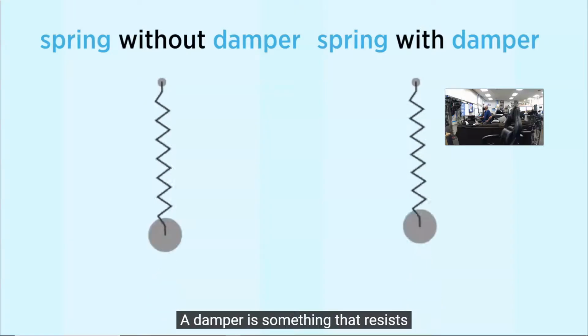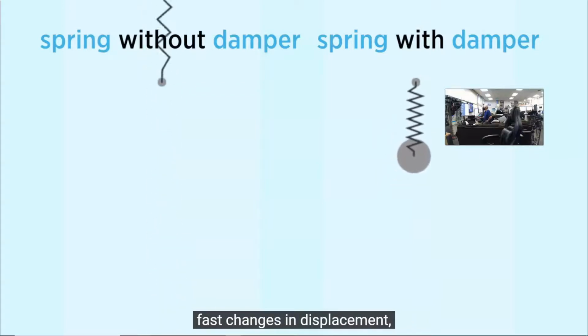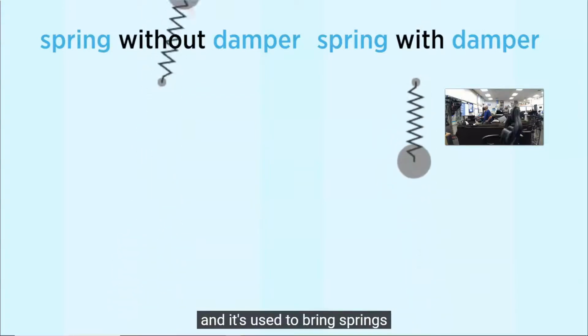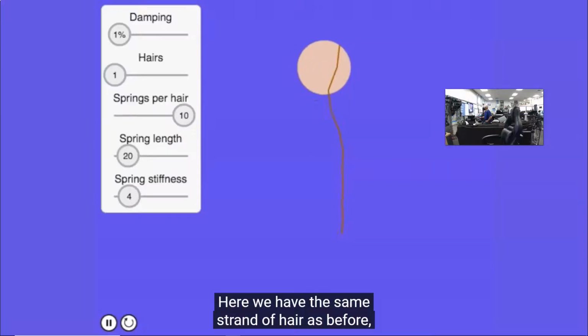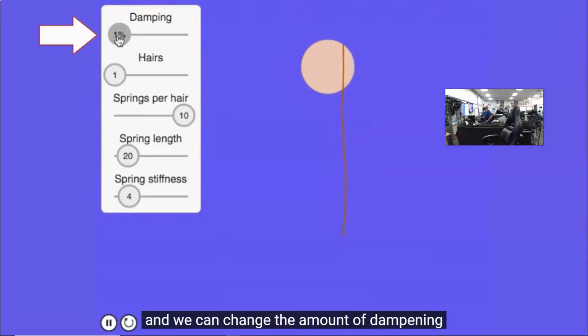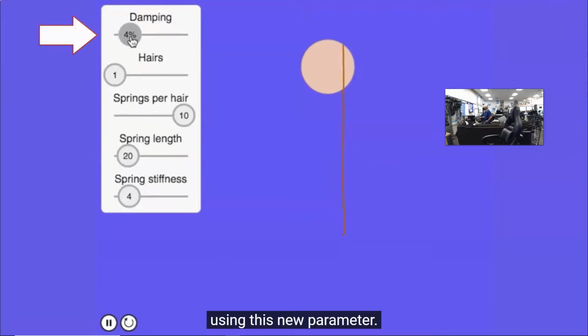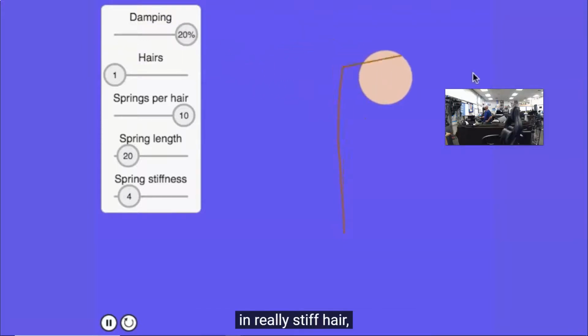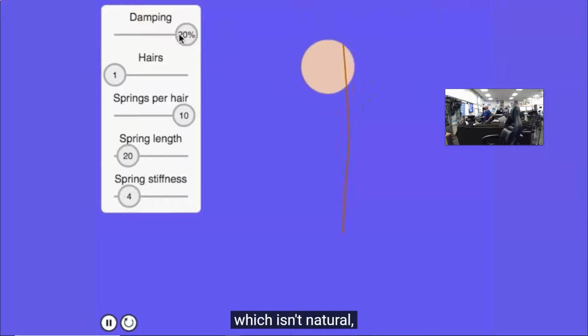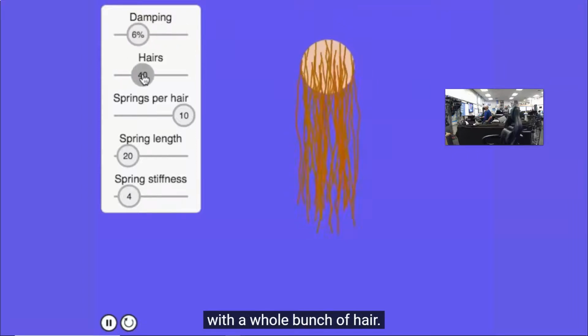A damper is something that resists fast changes in displacement, and it's used to bring springs to rest much more quickly. Check this out. Here we have the same strand of hair as before, except each spring is connected to a damper. And we can change the amount of damping using this new parameter. If we increase damping, the springs resist quick changes and therefore come to rest much faster. However, too much damping will result in really stiff hair, which isn't natural. And here is what it looks like with a whole bunch of hair.